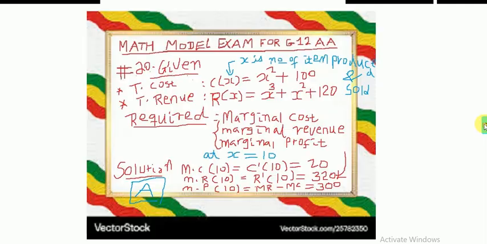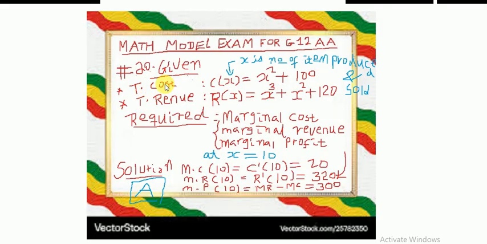Next and the last problem is problem number 20. Okay, the question must be read first. Given the total cost x² + 100 and total revenue x³ + x² + 120 of a manufacturing company from the production and sale of X items, which one of the following is true about the marginal analysis when 10 units are produced and sold? Economics problem.